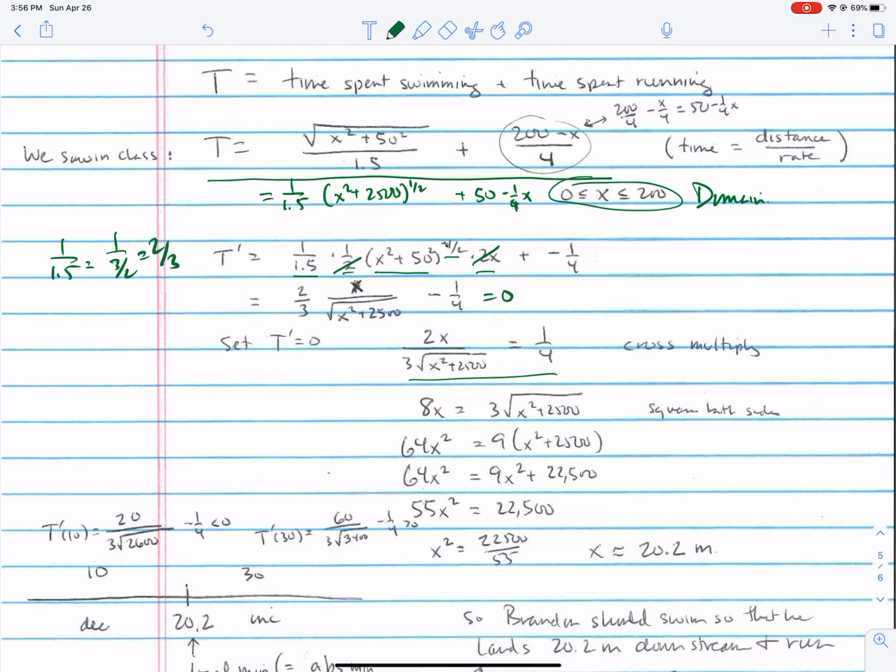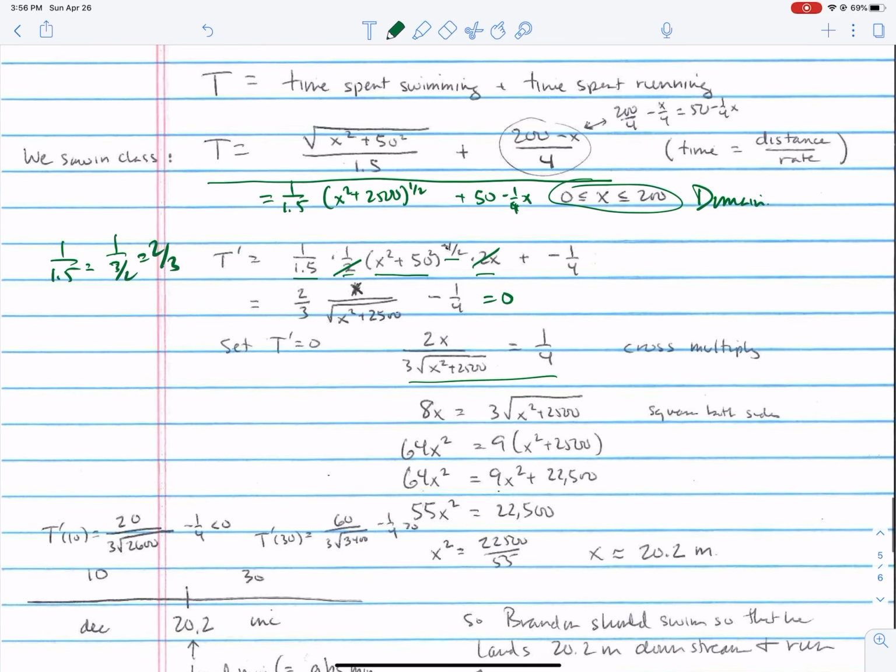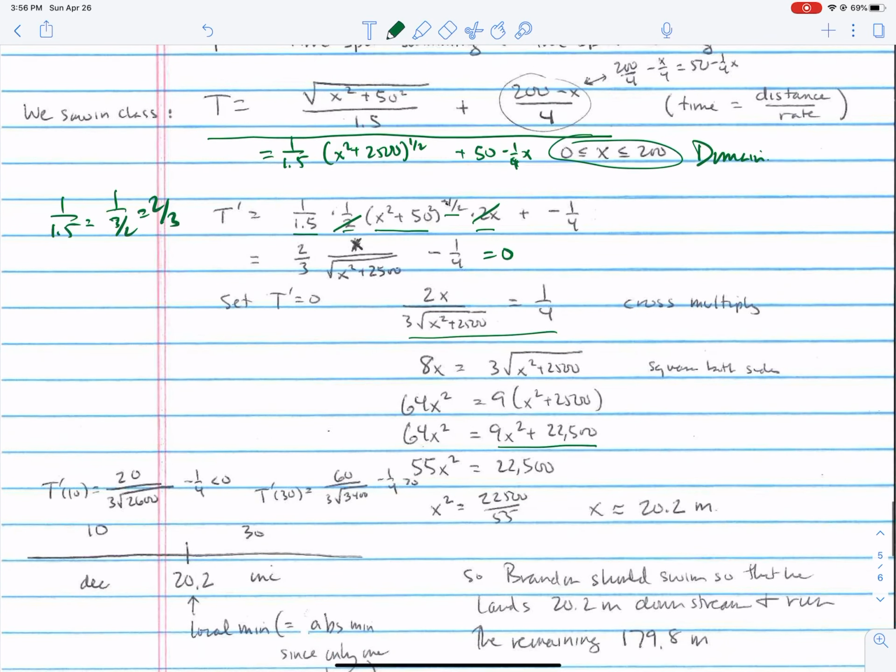I distribute. Here I get 9x squared plus 22,500. I subtract 9x squared from both sides. That gives me 55x squared equals 22,500. If I divide by 55, I get x squared equals 22,500 over 55. If I take the square root, x is approximately 20.2 meters.